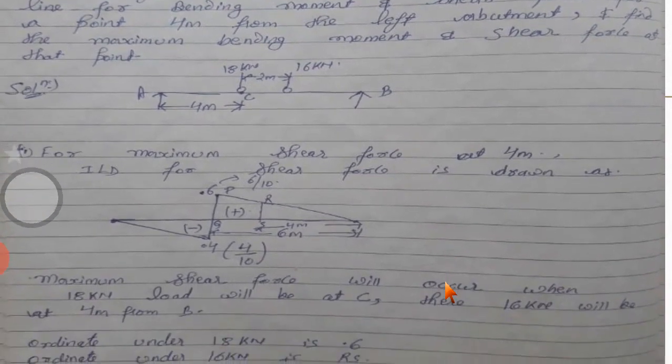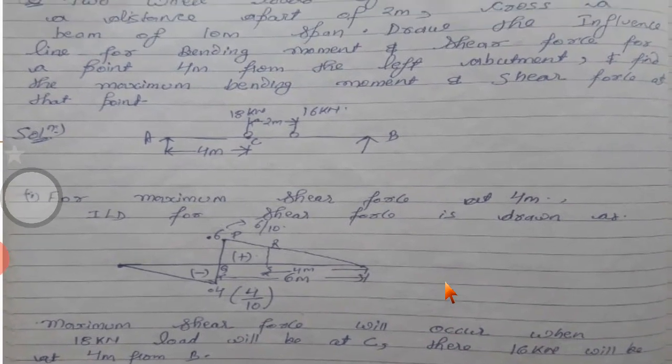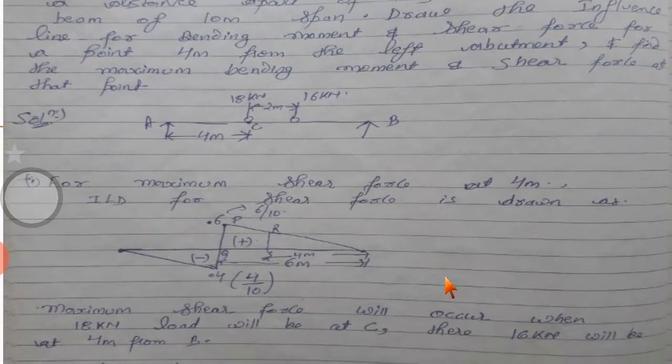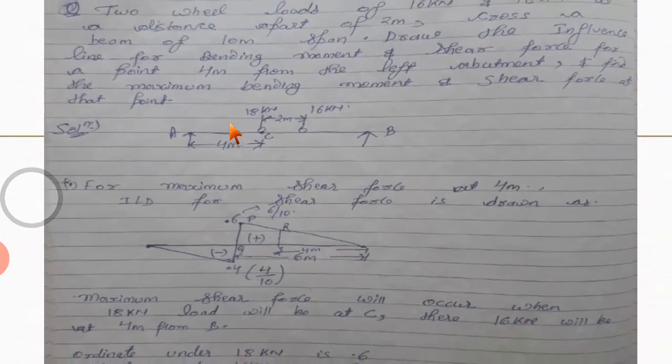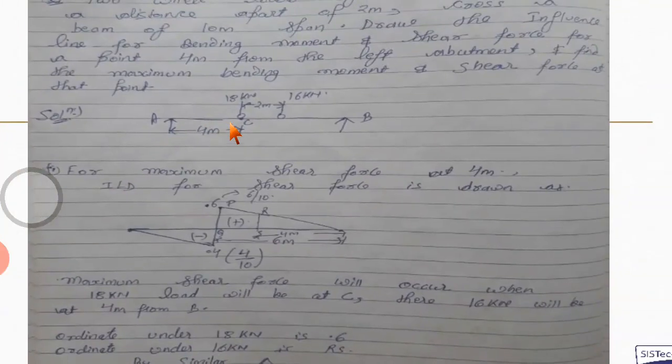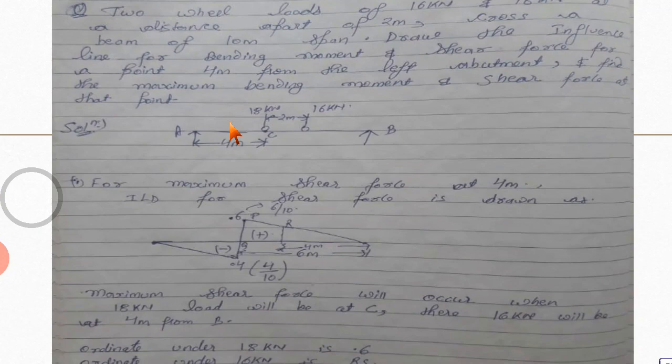So in this question it is asked to find the maximum shear force and bending moment at a point which is 4 meter from the left, that is this point. The total span is 10 meter and the maximum shear force and bending moment is asked at this point C, which is 4 meter. So see, the first step in such types of numericals is that you have to draw a diagram, and before solving any numerical, first understand the question very carefully, what the questioner is asking, and after that draw the diagram.